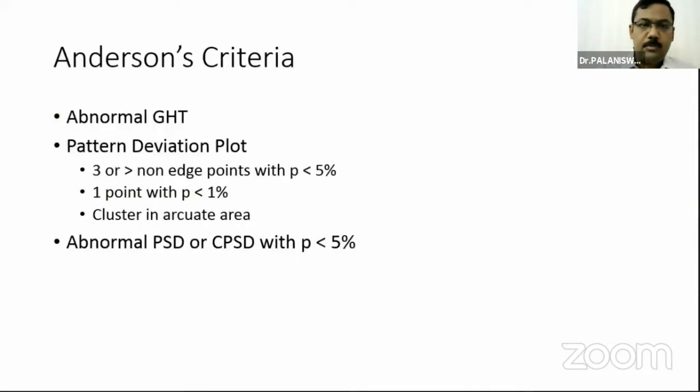Anderson's criteria helps us to know if a particular defect is glaucomatous or not. For this, there has to be an abnormal glaucoma hemifield test. On the pattern deviation plot, 3 or more non-edge points in the 30-2 or edge points in the 24-2 with P less than 5%, 1 point with P less than 1%, and the cluster should be in the arcuate area. And abnormal PSD or CPSD with P less than 5%.